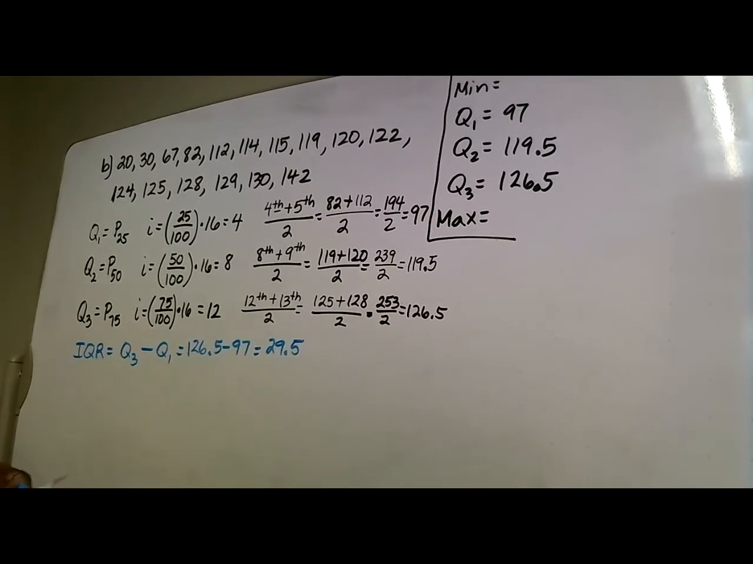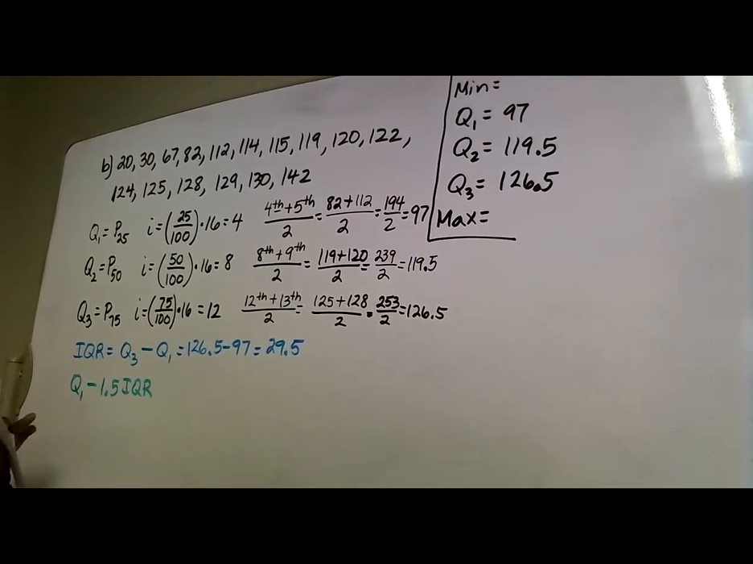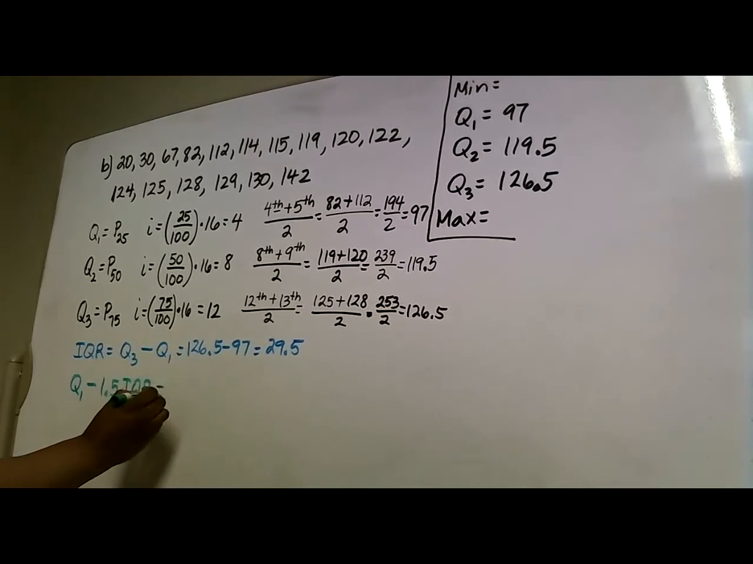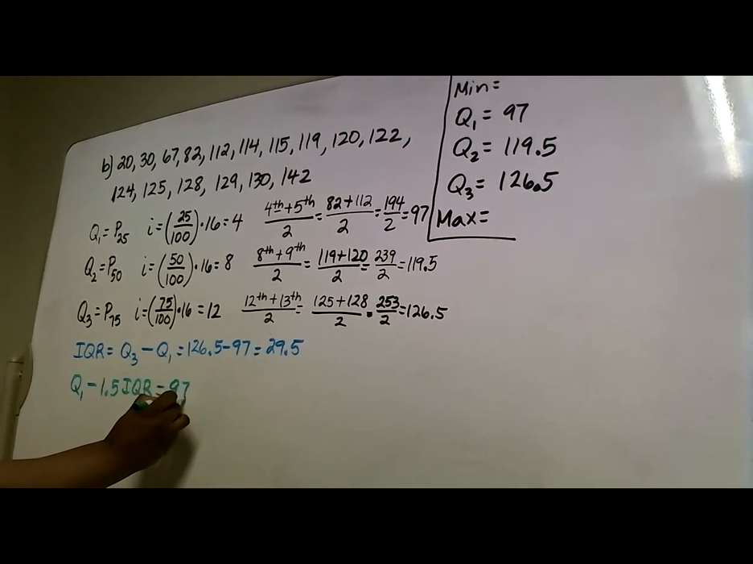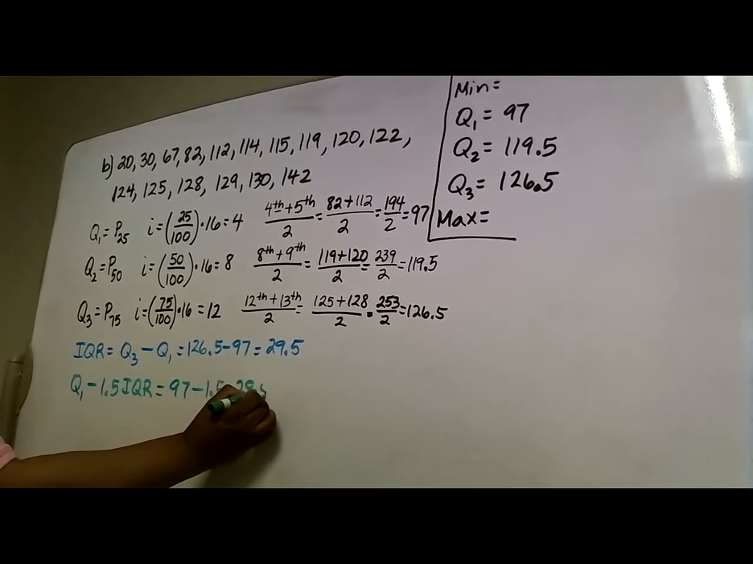Now, to find our unusually low values in this data set, this is where we do Q1 minus 1.5 times the interquartile range. And in this case, our Q1 was 97 minus 1.5 times the interquartile range of 29.5.